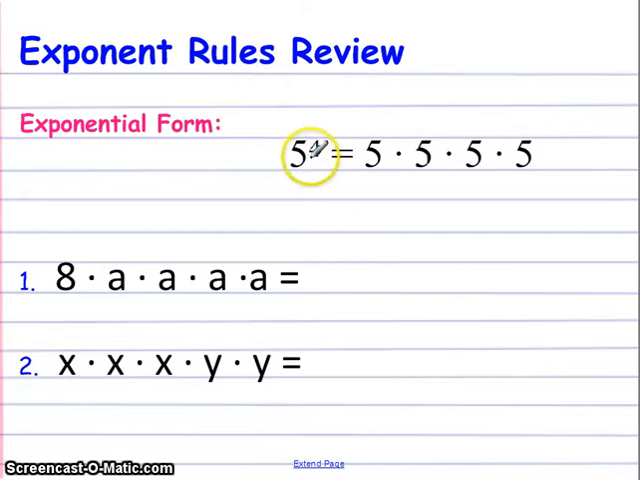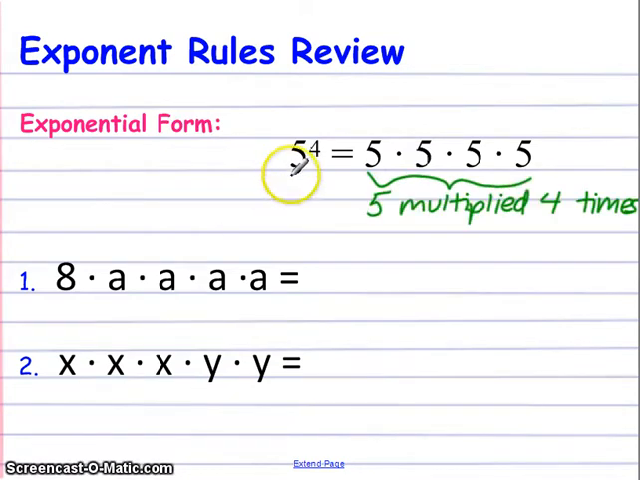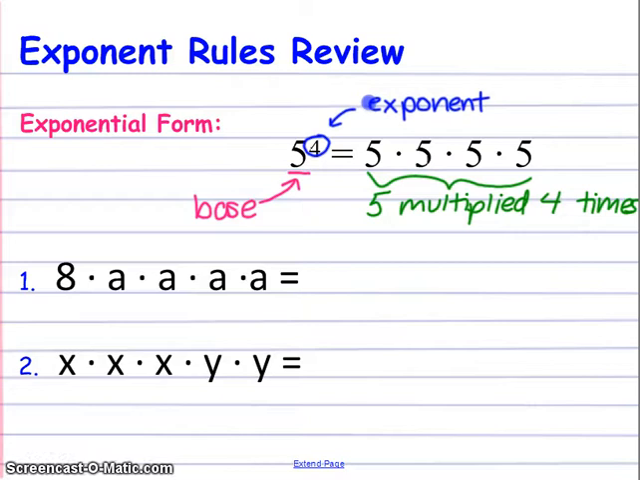When you see 5 to the 4th power, what that means is to take 5 and multiply it together 4 times. The number being multiplied, in this case the 5, is referred to as the base, and the number that tells you how many times to multiply the base, the little number, in this case the 4, is referred to as the exponent. So you have a base raised to an exponent.